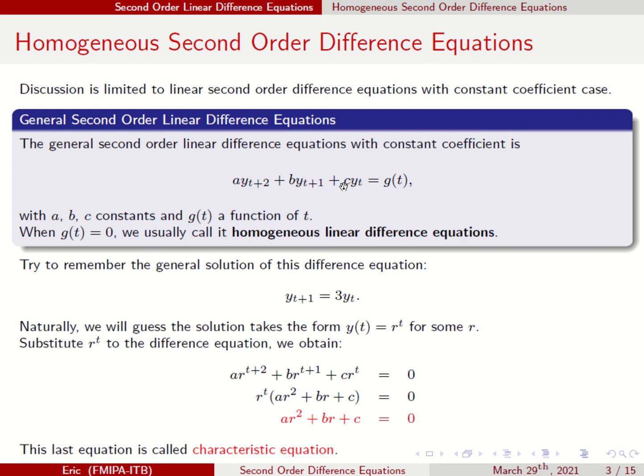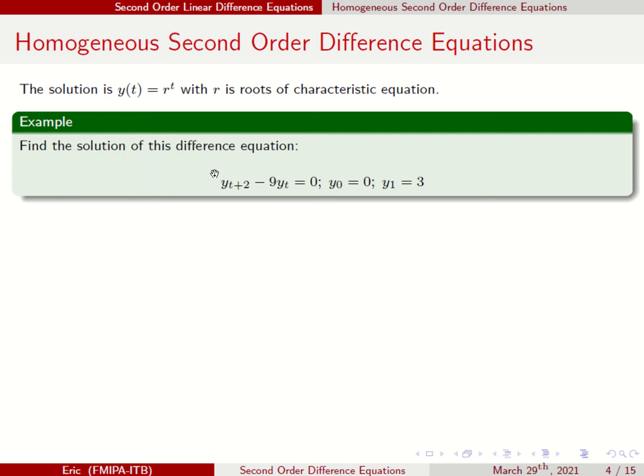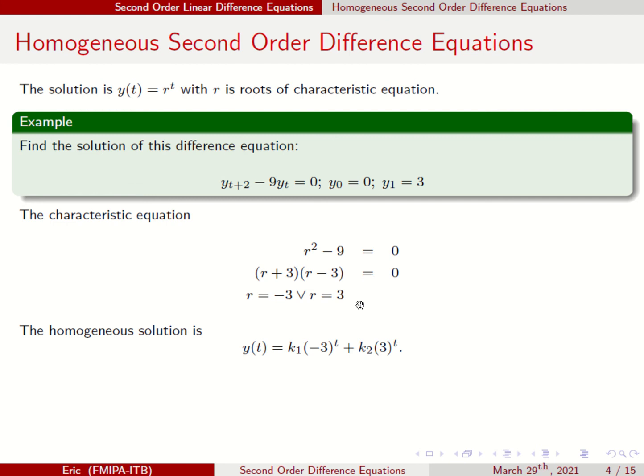So you have the characteristic equation a r squared plus b r plus c. Let's start with an example: find the solution given the initial conditions y_0 is 0 and y_1 is 3. The characteristic equation is r squared minus 9 equals 0. You can factor this, so you have r equals minus 3 or r equals 3.